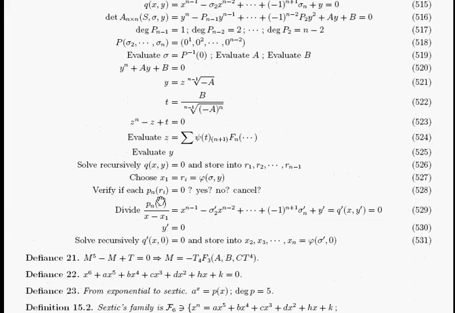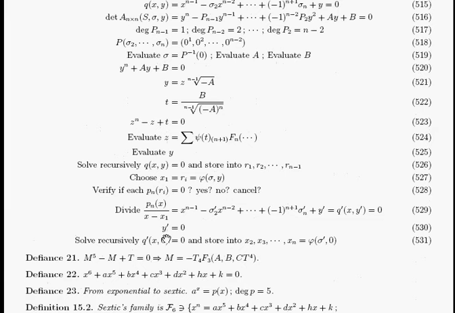Verify each Ri, whether it satisfies Pn of Ri equals to 0. Yes, no, cancel? One of them is a root. Sure. Divide Pn of x by x minus this root. You'll have an exact polynomial in sigma lines, of degree n minus 1, equals to 0.